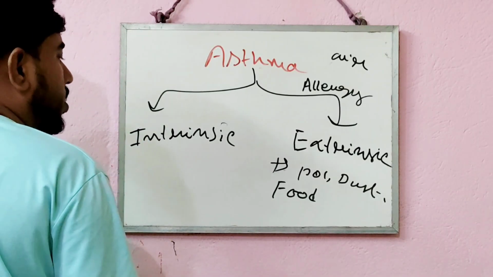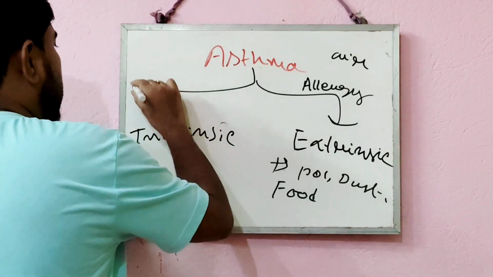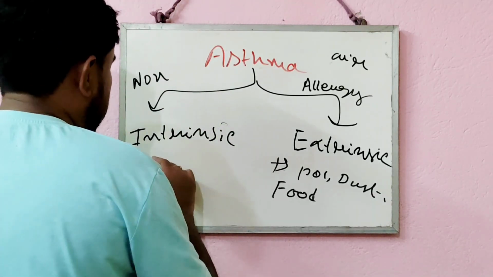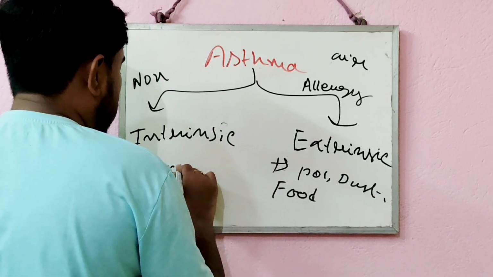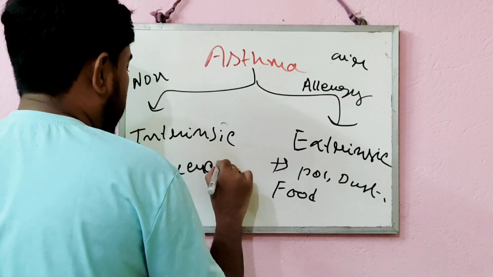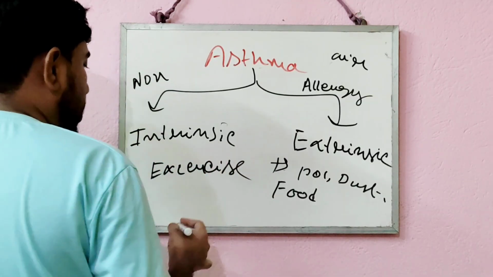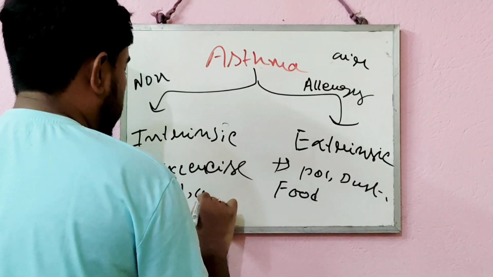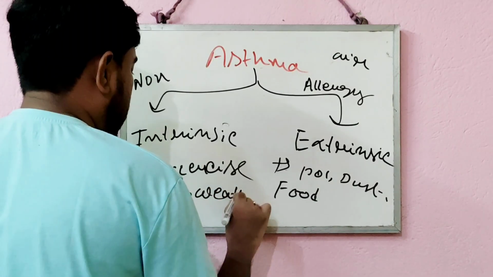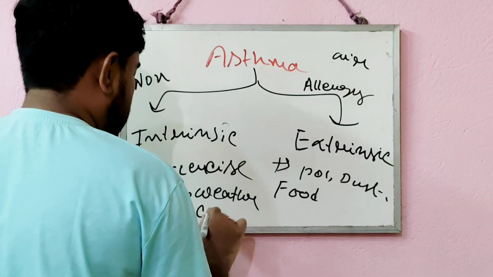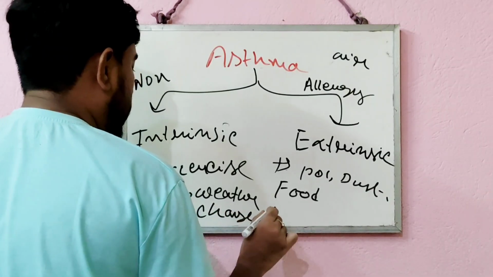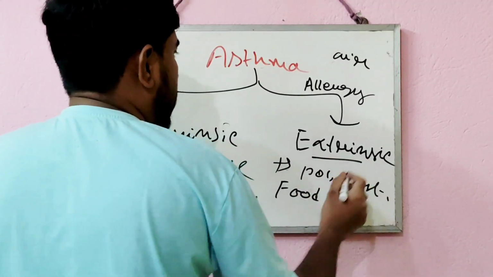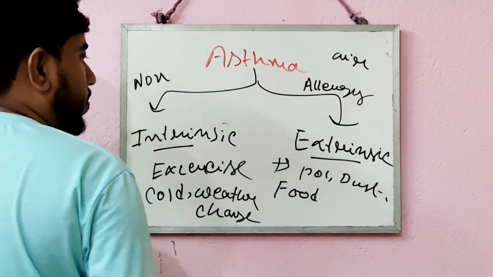But intrinsic asthma is triggered by non-allergic factors. What are the non-allergic factors? Sometimes due to over exercise, you can face asthma or breathlessness. Sometimes due to cold or weather change, it can also take place. So due to the different reasons, asthma is classified into two parts: extrinsic asthma and intrinsic asthma.